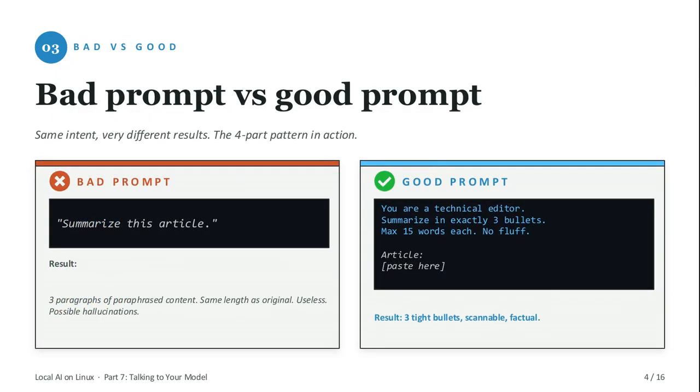Here's the same intent, 2 wildly different outcomes. "Summarize this article" gives the model no role, no shape, no boundary around the input. So you get 3 paragraphs of paraphrased mush, sometimes with invented details. The good version sets the role, fixes the count and length, kills the fluff, and walls off the article with a clear label. Same model, same article, but now the output is actually usable.